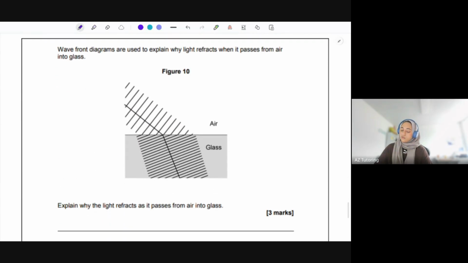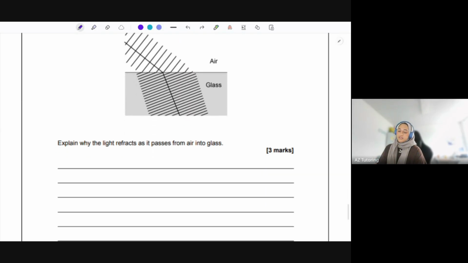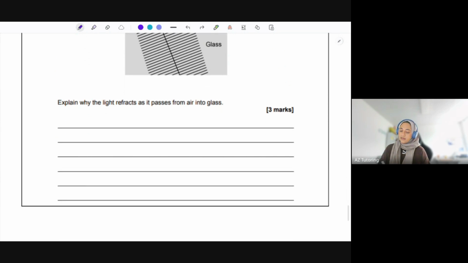Okay, we've got the wavefront diagram. So wavefront diagrams are used to explain why light refracts when it passes from air into glass. So remember, refract just basically means bend. So we've gone from air to glass over here, and we can see it's bent from using the wavefront diagram. The 3 marks, it says explain why light refracts as it passes from air into glass.